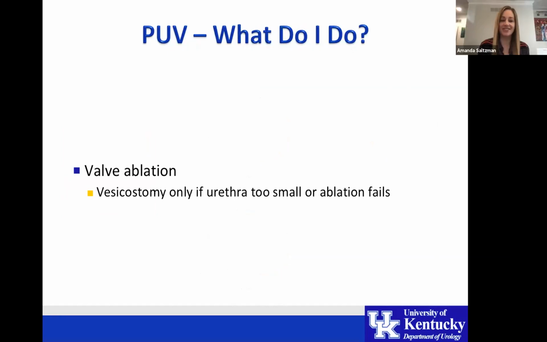Okay, so you've kind of given away. So what I do in real life is I actually do valve ablations and vesicostomies only if the urethra is too small or if my ablation fails.